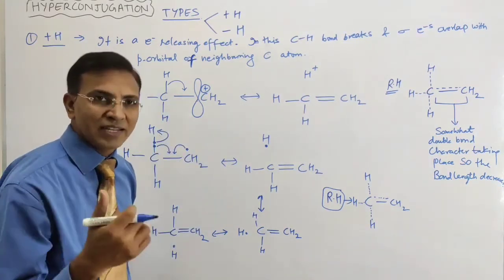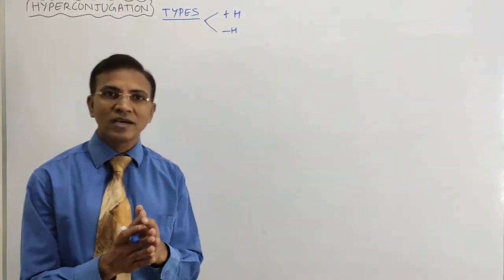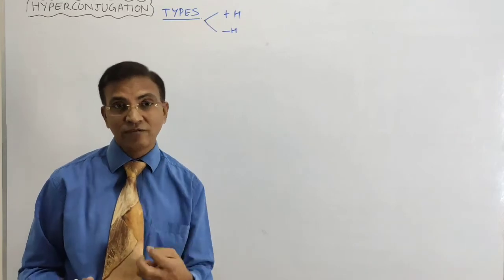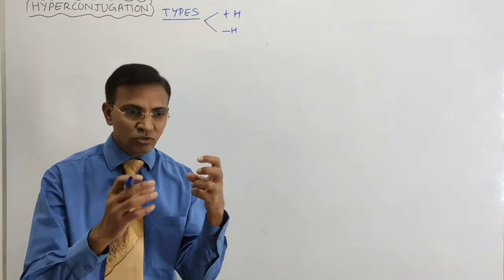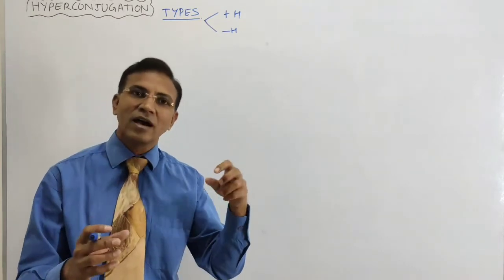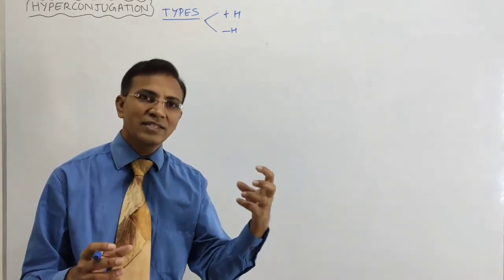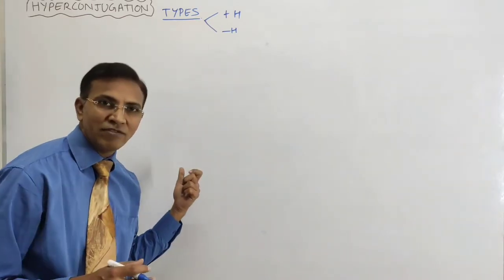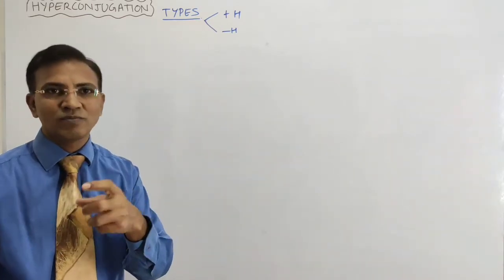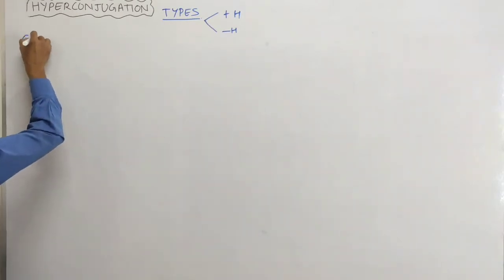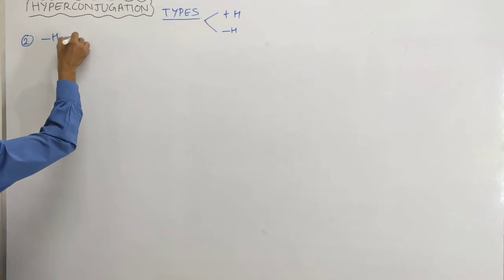Now move to the minus H effect. So here comes the minus H effect. In the minus H effect, it is an electron withdrawing effect. The sigma bond between the carbon and the attached atom breaks, and the atom attached to the carbon gets the negative charge, right? Let me write the definition first, and after that I am going to explain with the help of an example. So here the second type is minus H.